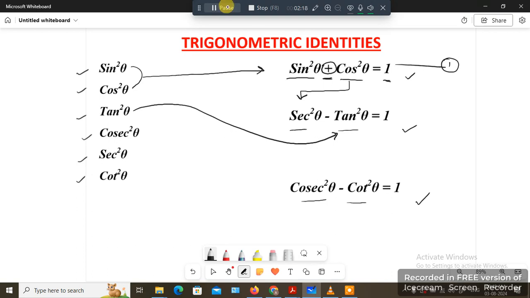Then we have to change the sign between them. First we had plus, so we will change it to minus. So first we will have plus, then we will change it to minus. This is the second identity we got.